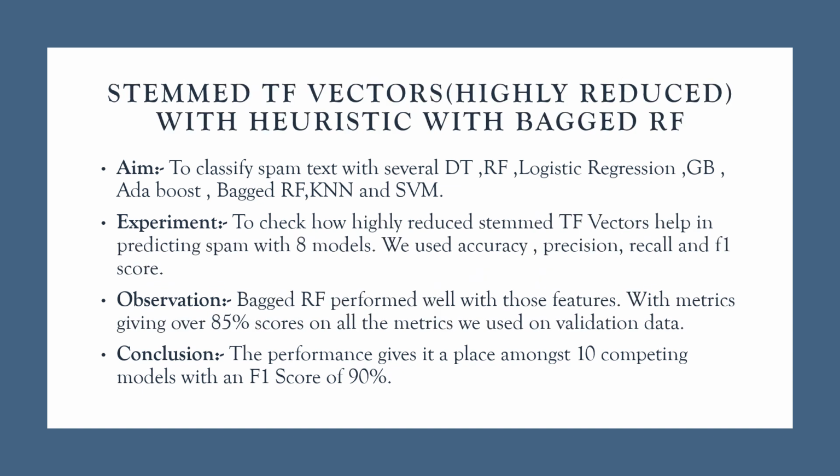And TF vectors, which are highly reduced with heuristic features with bagged random forest. Highly reduced as in we have only 33 columns in this case. In that case, bagged random forest gave us a recall score of over 85%, and performance in F1 score was 90%, which is good considering we had only 33 columns.